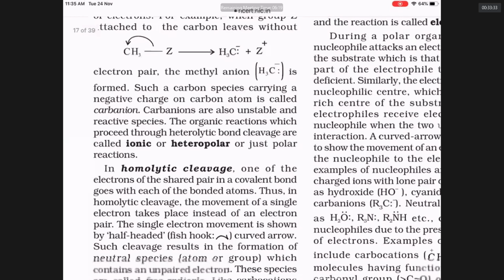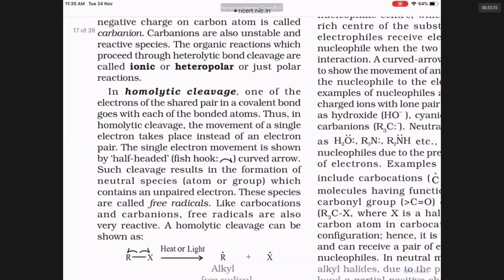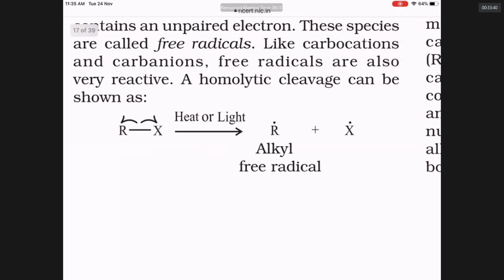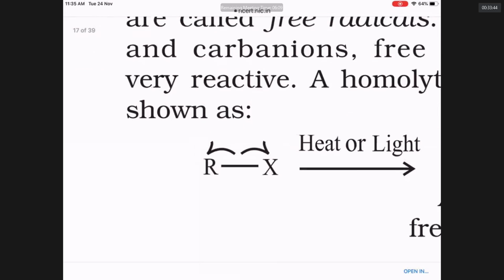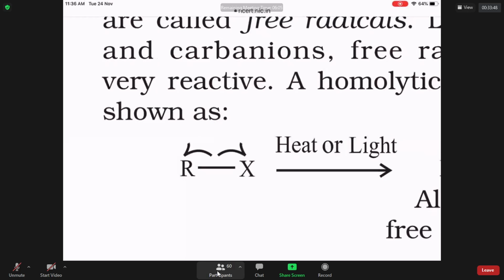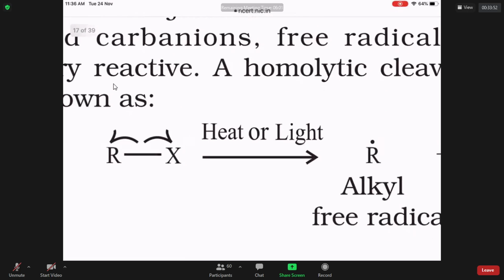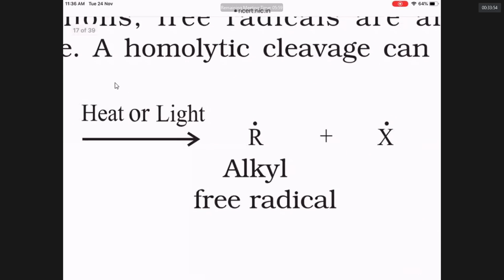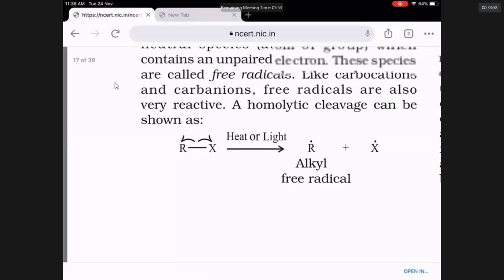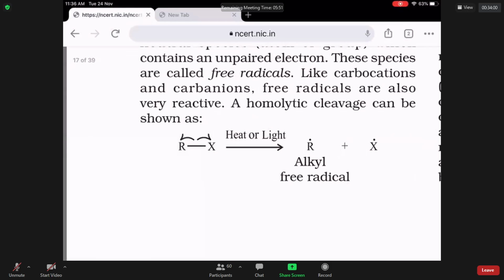So, on the contrary, if the bond is breaking such that both atoms are getting one electron, it is represented by a half fish hook arrow. Fish hook arrow means it is a curved half arrow. Curved half arrow indicates one electron is going one side, one electron is going the other side. Happens in presence of heat or light. You are getting R with one electron, X with one electron. It is called free radical. Homolytic fission gives free radicals.